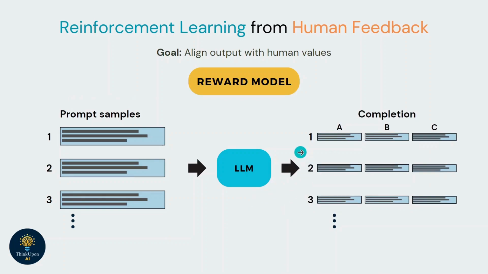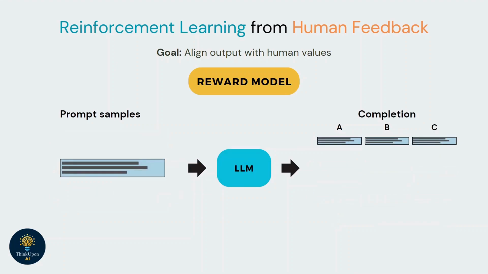Now such prompts are then passed to the LLM model in order to generate completions or responses. Because of the randomness factor of these models, it can generate multiple responses for each of the prompts. For example, here we have generated 3 responses for each of the prompts, which are A, B and C.